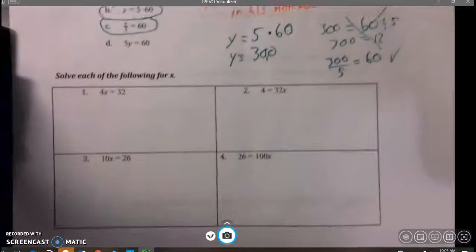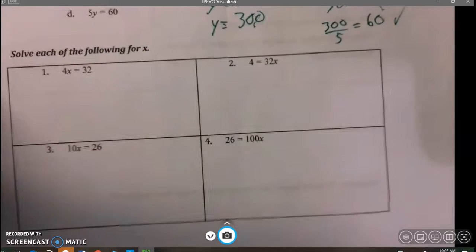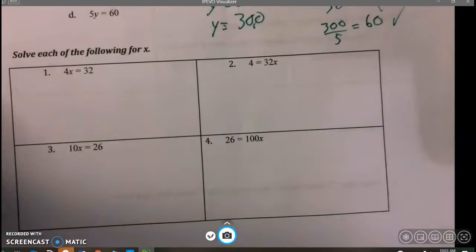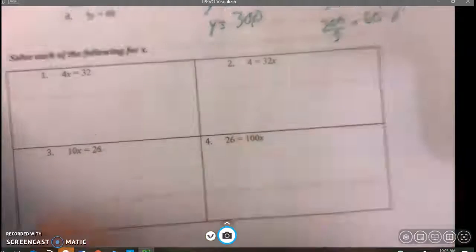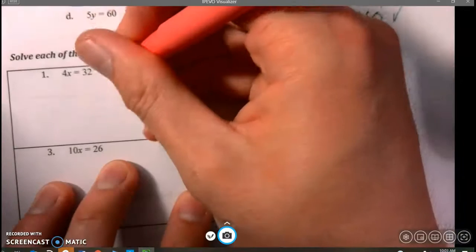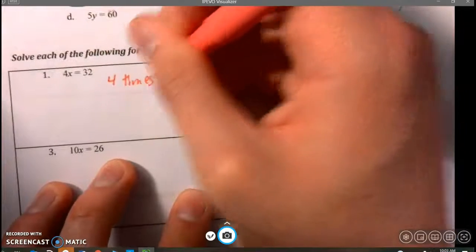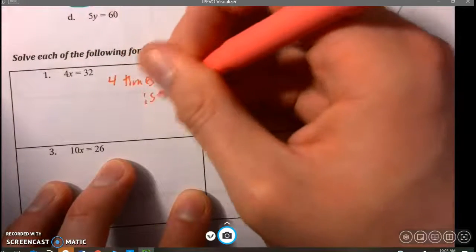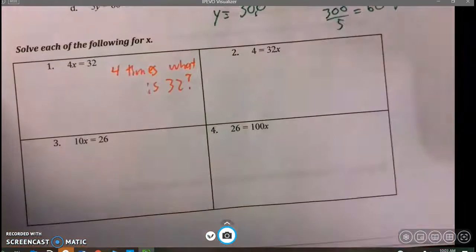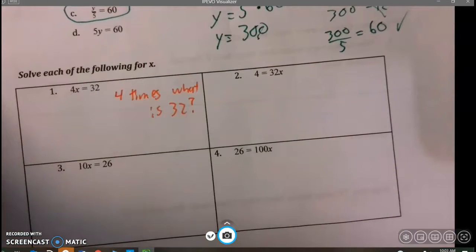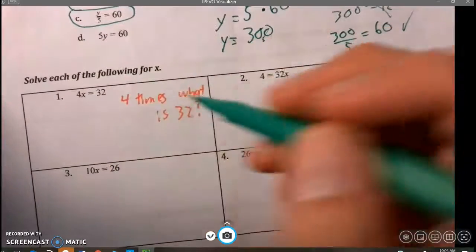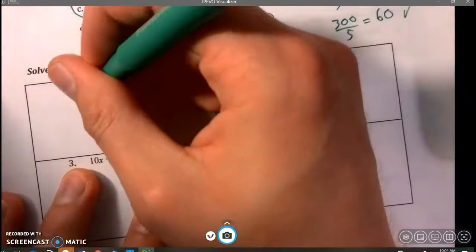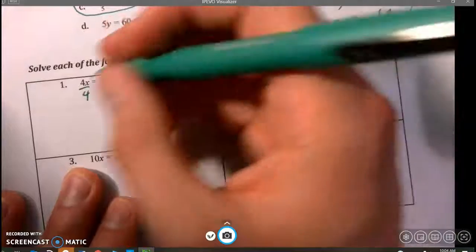And down below, this one was a little bit tricky. Most people got number 1 right? So this is saying 4 times what is 32? Because next to notation, this is multiplication. So if you're ever multiplying but you're missing a factor and you have the answer, then you would do the inverse operation and you would divide to find out that x equals 8.